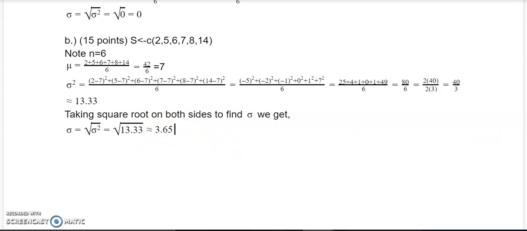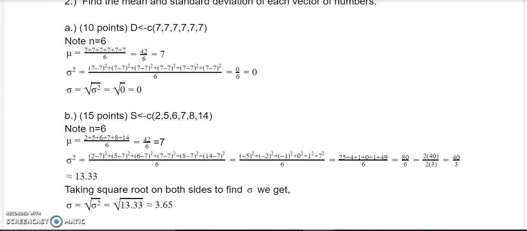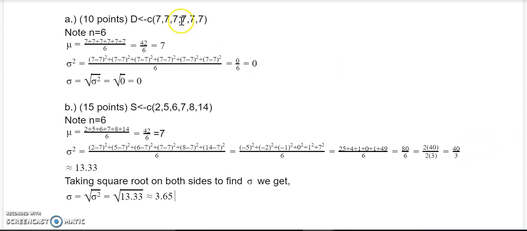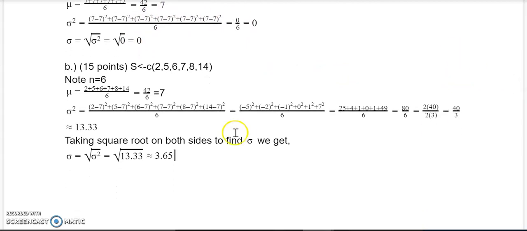Okay, so we're done with the question here. So we've shown for the first question, A, the standard deviation was 0 because they're all the same values. B, the standard deviation was not 0 because they're not all the same values. So it ended up being 3.65. So it's giving you the average spread, how spread out they are around your mean. So on average, they're 3.65 away, either on the right or left of our mean. All right, so we're done with the question, so let's leave it there.